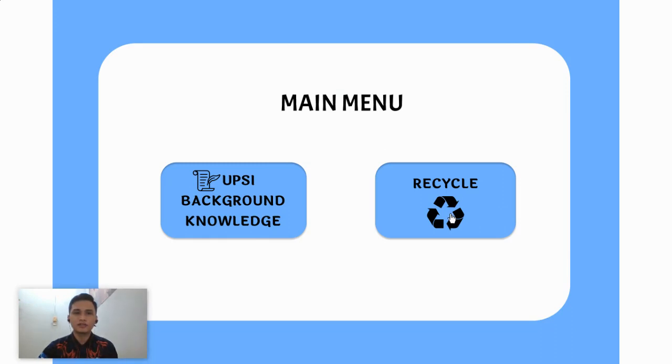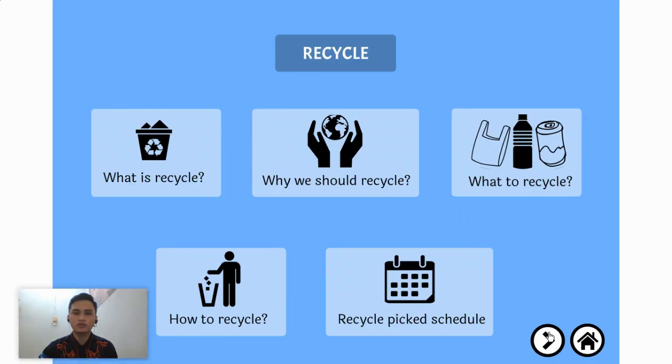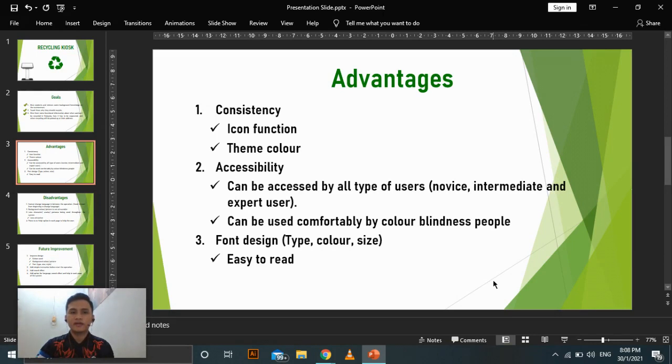And next is the theme color. The theme color in this system is light blue, and it is used all the way through the system. Okay, next will be accessibility. The system can be accessed by all types of users, which are novice, intermediate, and expert users. This is because the system is simple and the navigation from page to page is really easy to understand. Also, the system can be used comfortably by colorblind people as the system uses less green and red color. Lastly, the font design is easy to read. It can make the visitors read sentence by sentence comfortably.